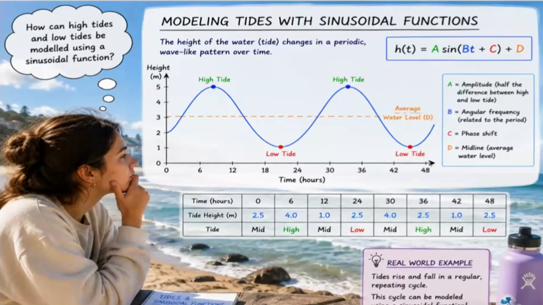Nature itself follows patterns, and mathematics helps us model them. Using sinusoidal functions, we can predict how tides rise and fall over time using amplitude, period, and midline.